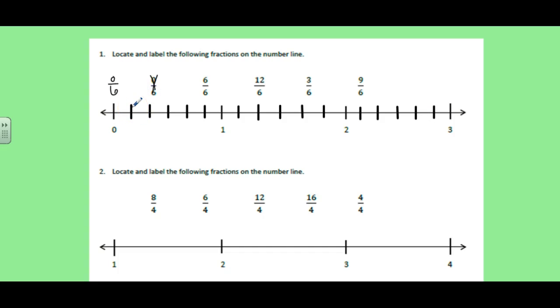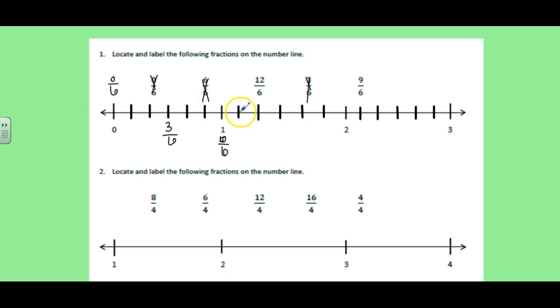The next ones would be 1/6, 2/6, and then 3/6. So I know that 3/6 is going to go right here. So now I'm going to mark that out. And then I would go from 4/6, 5/6. This one would be 6/6. I almost wrote 5/6. And I'm going to mark out that.